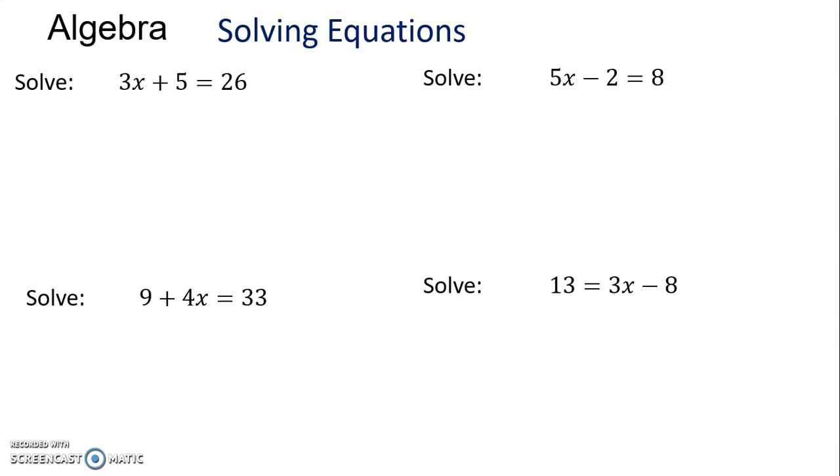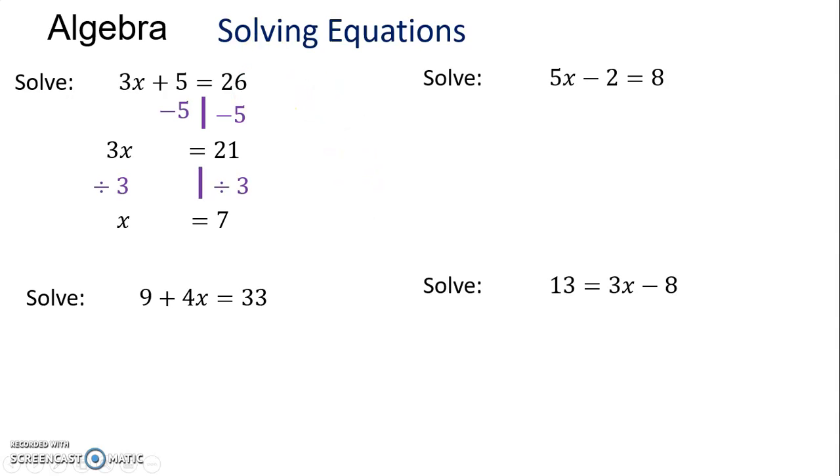Okay, so the focus here is on inverse operations, so thinking about what has happened to x and then undoing those things in reverse order. So this first one here, we've multiplied x by 3 and we have added 5. So we're now going to reverse those things. We're going to subtract 5 from both sides, which will give me 3x is equal to 21. And then we're going to divide by 3, which gives me x is equal to 7.